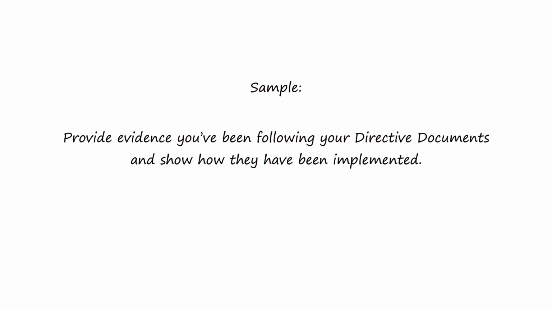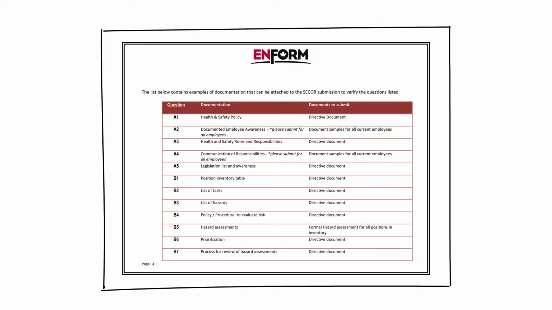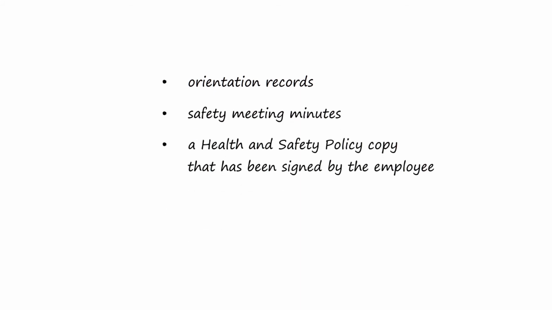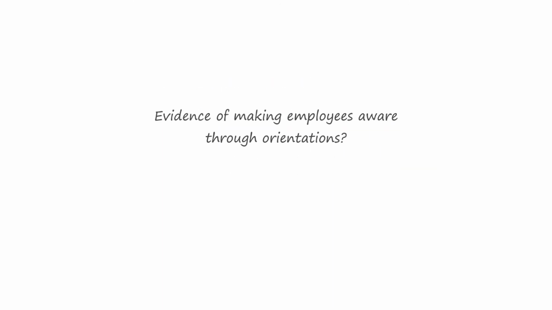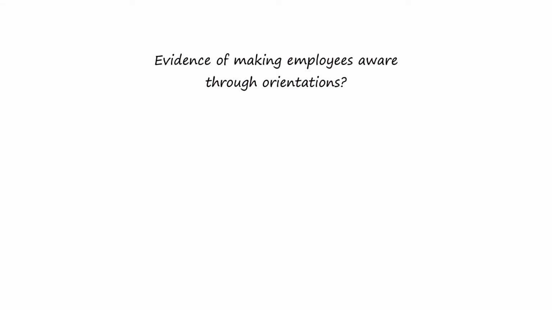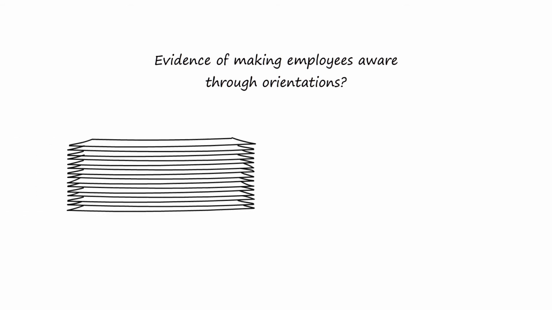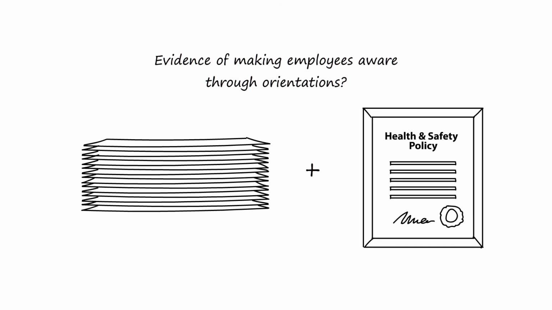The other type of document is a sample. These are documents that provide evidence you've been following your directive documents and show how they have been implemented. For example, question A2 asks how you make your employees aware of the contents of your company's health and safety policy. You could show that through orientation records, safety meeting minutes, or perhaps a health and safety policy copy that has been signed by the employee. Let's say you have evidence of making employees aware through orientations. You would provide completed orientation records with the health and safety policy listed as one of the items covered.